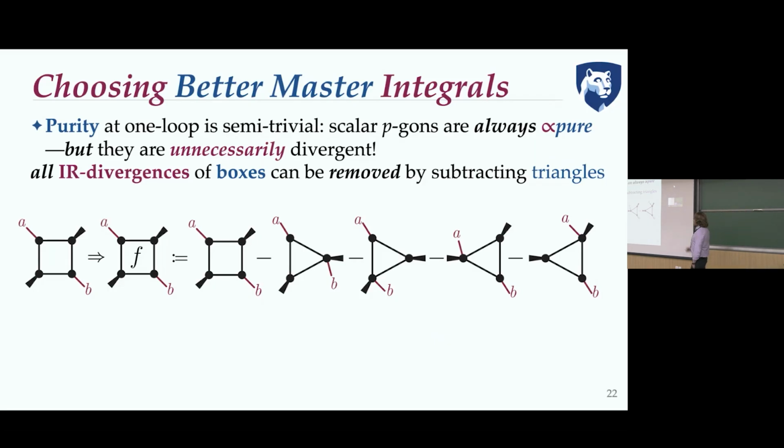Now, of course, this spoils dual conformal invariance, okay? But it's a perfectly valid basis, and it's just a very simple rotation. But now, instead of having divergences sprinkled throughout every single scalar box, the divergence of any scalar box can be removed by removing a triangle subtopology.